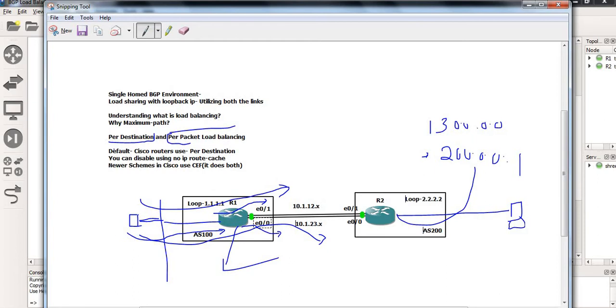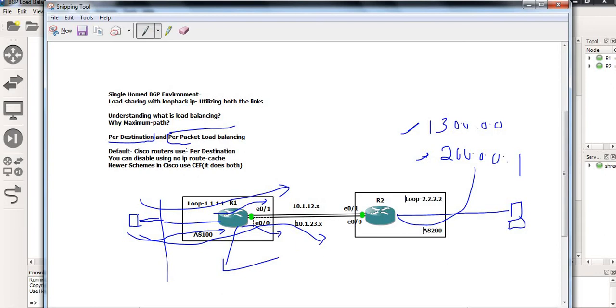This is called per destination load balancing, which means that router 1 has destination 130 as well as 200, and it has two links. Whenever users try to access the first destination, it will use the first link, and when users from our LAN side try to access the second destination, it will use the second link. This is called per destination load balancing.